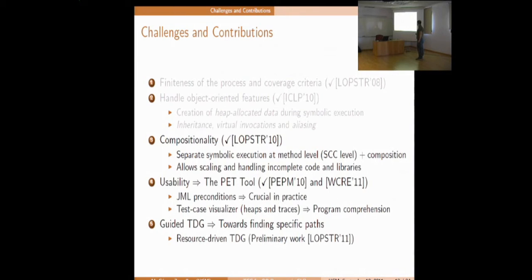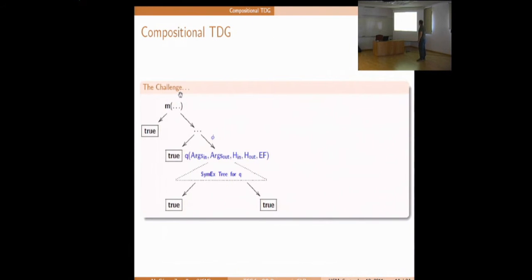Now about compositionality. The important thing is to be able to do separate symbolic execution at the method level, and then to be able to compose the results of the different symbolic executions so that the global result is the same as doing a global symbolic execution. Okay? And this will allow scaling and handling also incomplete code and libraries, which is a very important thing in testing in general, of course. So this is the challenge.